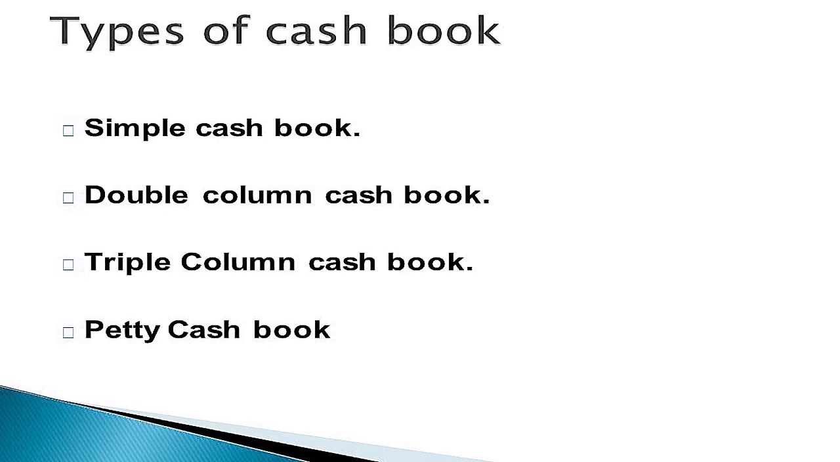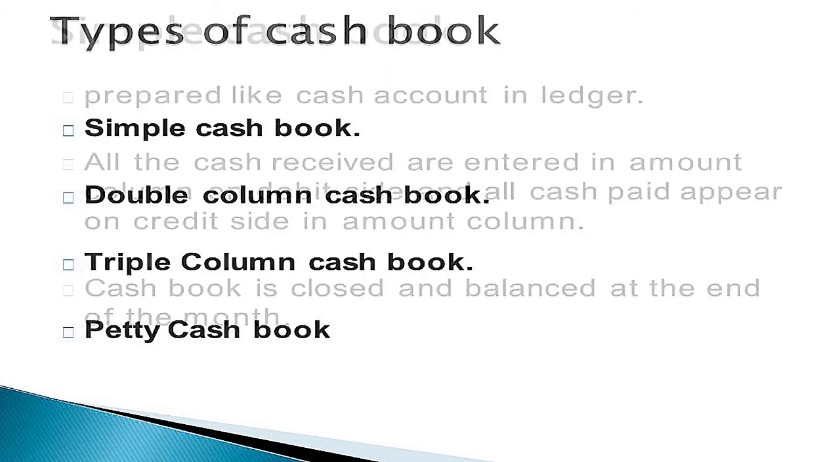Okay. So types of cash books are four. One is the single column cash book, which we usually prepare. Another one is the double column cash book, which has a discount column along with the cash column. Triple column cash book has discount, cash, and bank columns. And the petty cash book is used to write small disbursements, either payments or receipts.